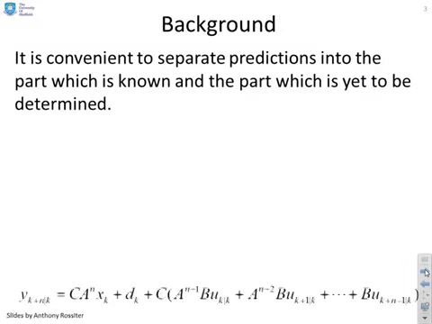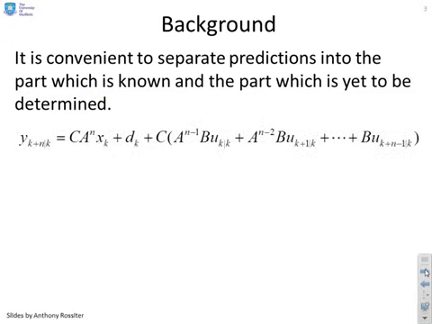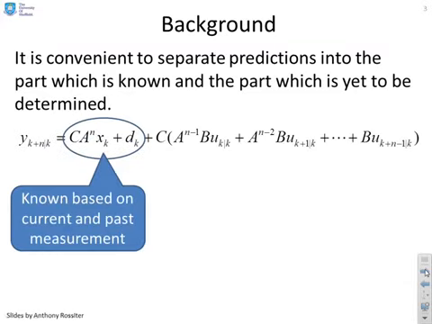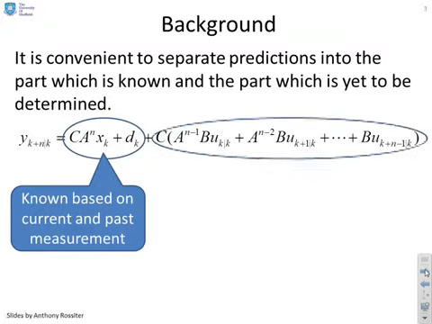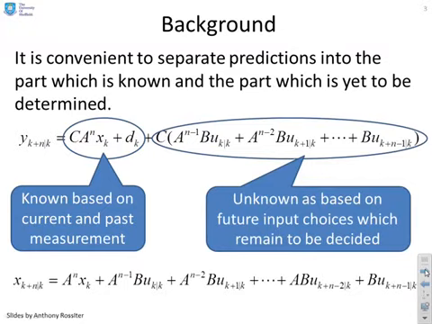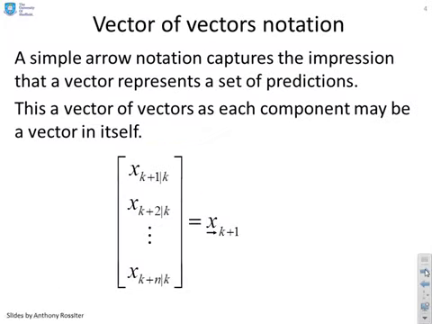So the background then. This is what we did in the previous video. We showed that the output predictions could be given basically as a part which is based upon the current and the past measurement. So you can see the part based on xk and dk, and a part based upon the future inputs, which are things that you have to decide. Now you could also do a similar thing for the state predictions if you needed it.